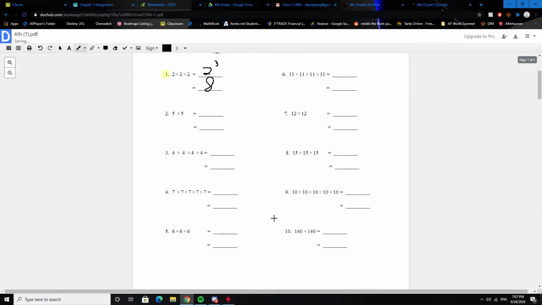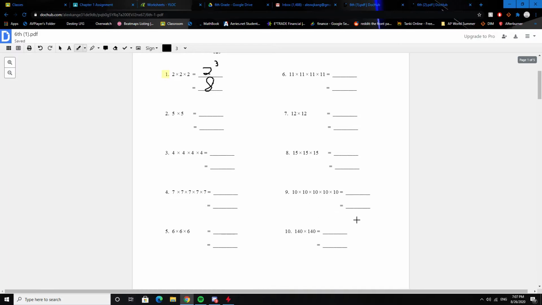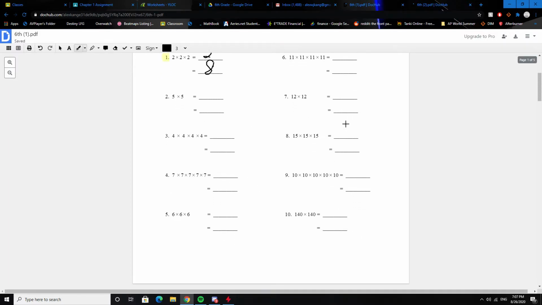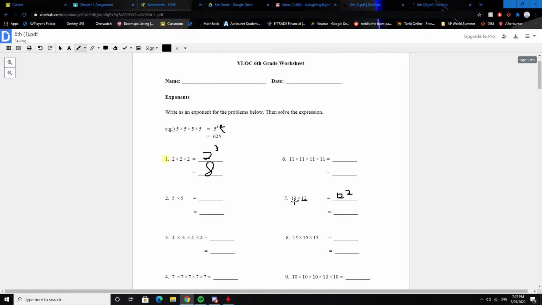That's honestly it. For each one, you just do the same thing. For this one, you would write 12 to the second power, because there are two of the same number, and you just do 12 times 12. And that's pretty much it for exponents.